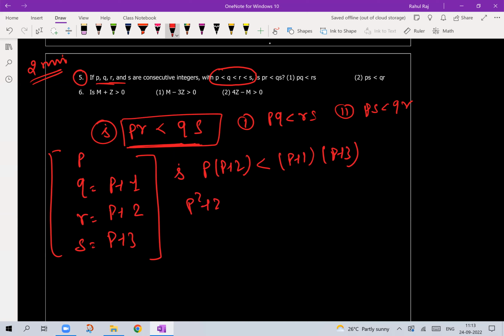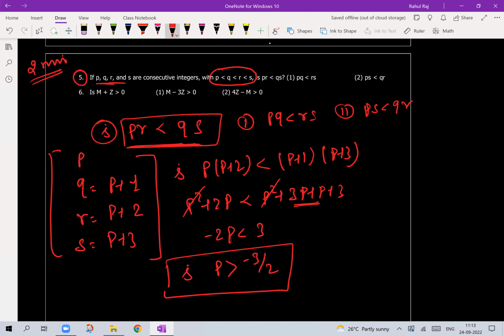That is P square plus 2P less than P square plus 3P plus P plus 3. P square, I can cancel out. So this is 4P. It comes this side, it becomes minus 2P less than 3. My question now changes to: is P greater than negative 3 by 2? Now the question becomes pretty simple for me.